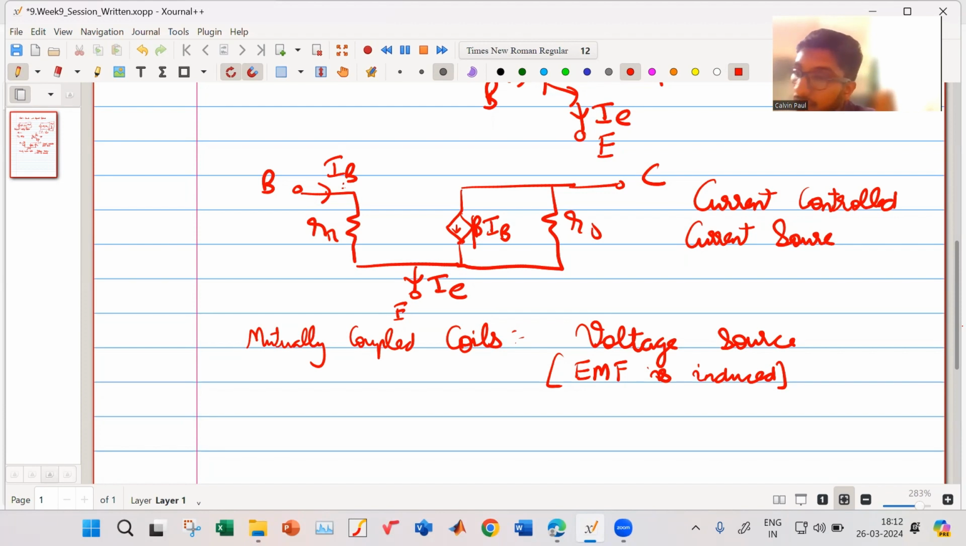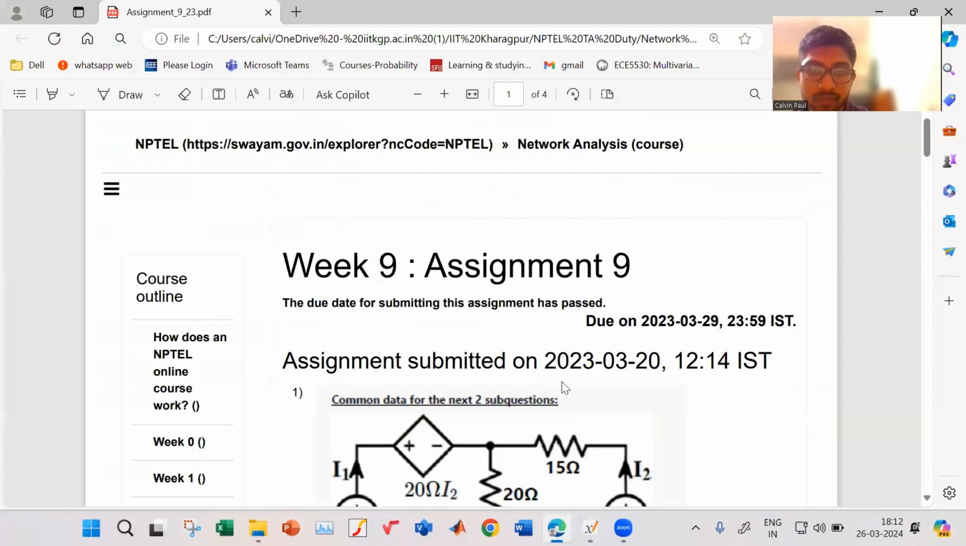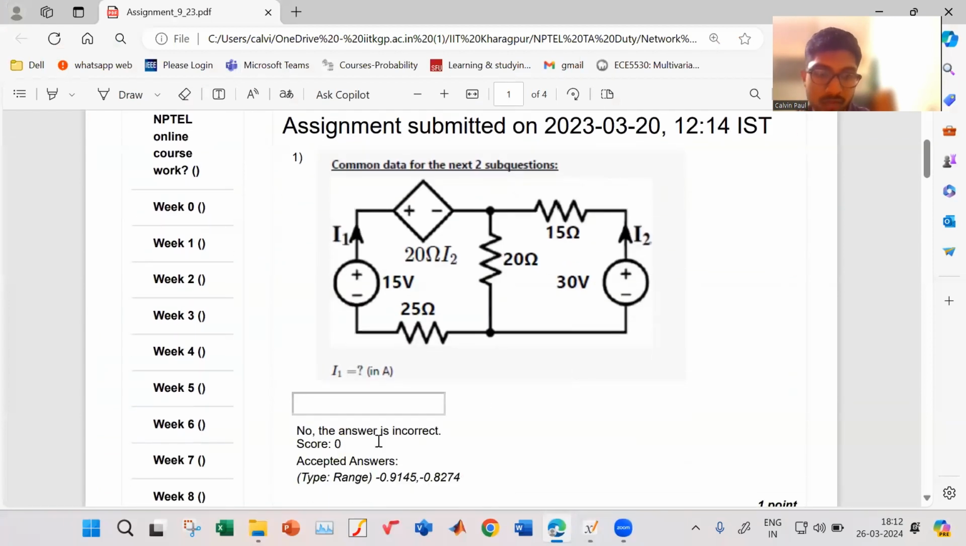Okay. So like that, there are many practical circuits where you have these sorts of voltage sources and current sources. So now we will try to solve some sums, some assignment sums. We will look into it. Till now, anyone has any doubt, any query? No, sir. Okay, and from previous weeks, any query? No, sir. Fine. So we will solve this sum.